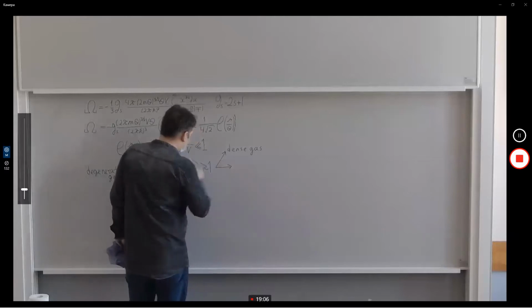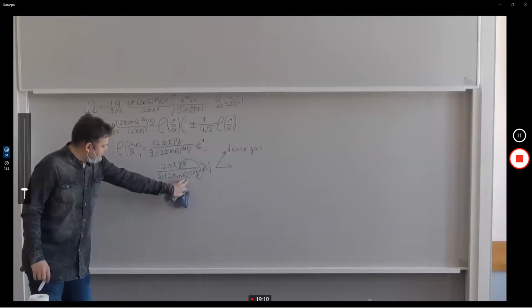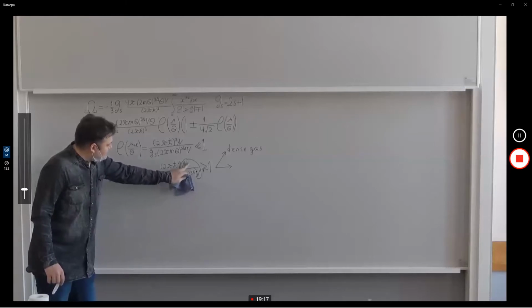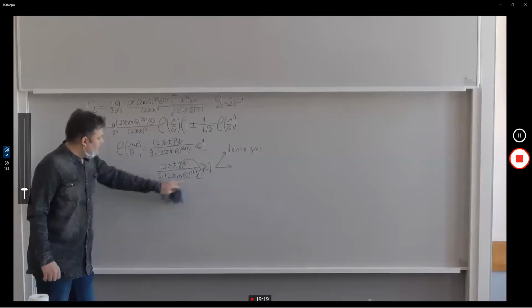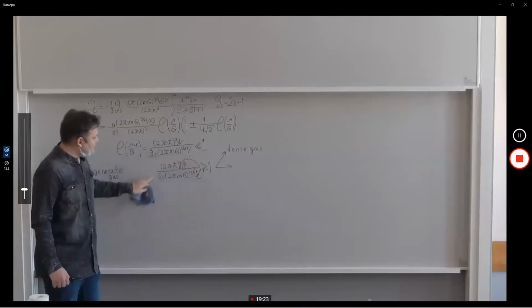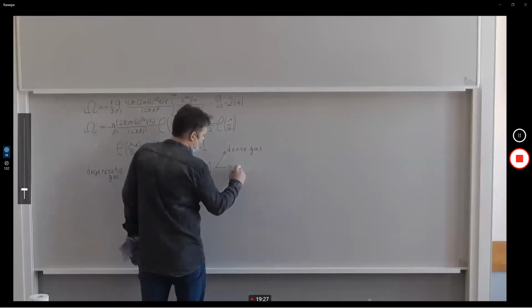The second option is low temperatures. If the temperature is low and the concentration is normal, we can make this ratio big. So, cold gases.